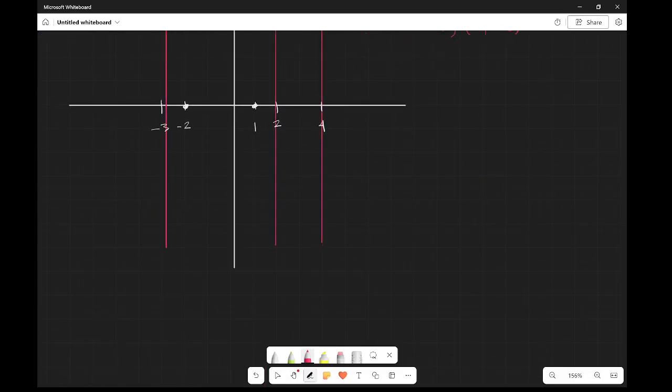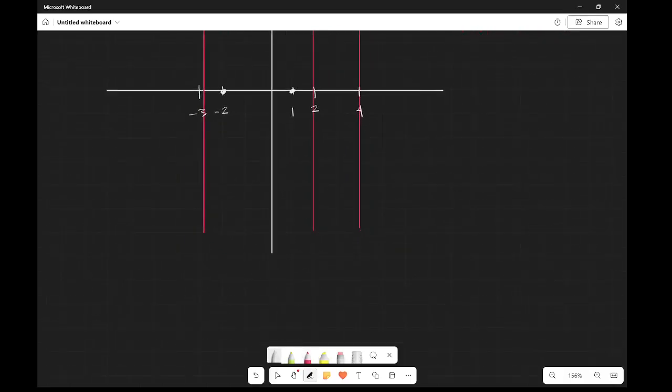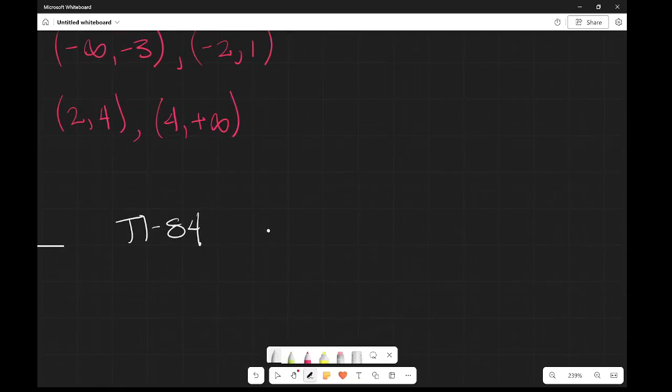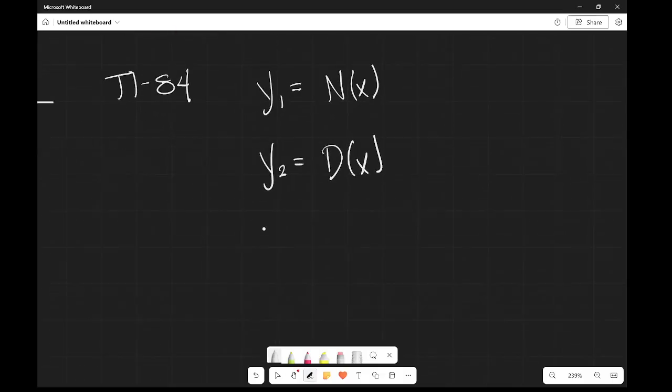And what I do here is get a TI-84 calculator or just some graphing software. I'll write down the procedure for the TI-84. You're basically going to go into your y equals menu and set y1 equal to n of x, y2 equals d of x, and y3 is just going to equal n of x over d of x, right? It's the rational function. This will give you all the information that you need in one table.